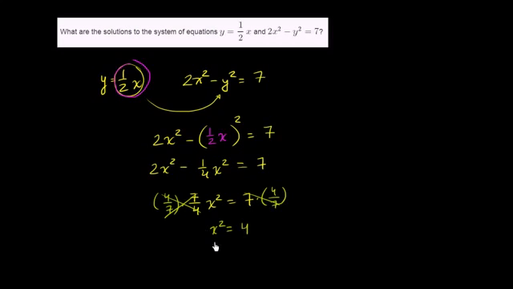And so x could be positive or negative 2. It's the positive and negative square root of 4. So x is equal to plus or minus the square root of 4. x is equal to positive 2 or negative 2. Now, given that x is positive 2 or negative 2, let's substitute back into either of these equations to figure out what y is, what the corresponding y is for each of these.